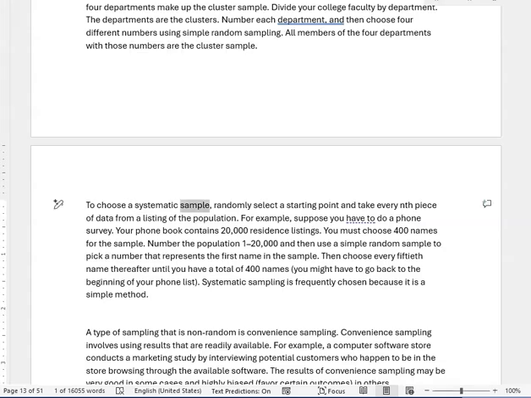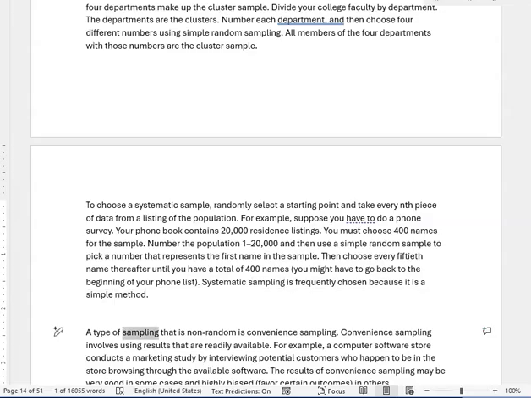To choose a systematic sample, randomly select a starting point and take every nth piece of data from a listing of the population. For example, suppose you have to do a phone survey. Your phone book contains 20,000 residence listings. You must choose 400 names for the sample. Number the population 1 to 20,000 and then use a simple random sample to pick a number that represents the first name in the sample. Then choose every 50th name thereafter until you have a total of 400 names. You might have to go back to the beginning of your phone list. Systematic sampling is frequently chosen because it is a simple method.